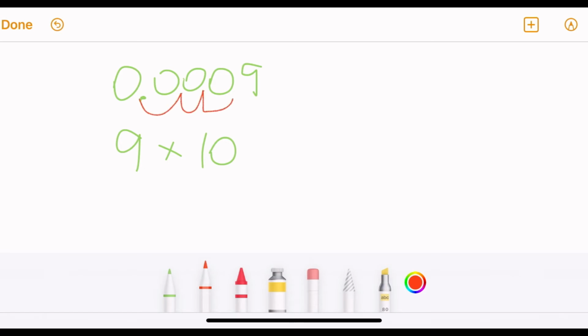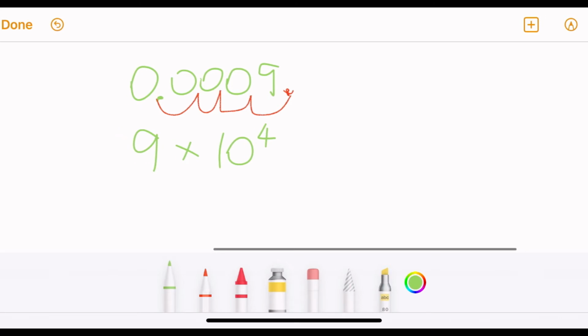1, 2, 3, 4. Notice that we've moved 4 steps to the right in order to get 9, because 9.0 is 9, and our new decimal point will be here. Therefore, we've moved 1, 2, 3, 4 steps, so we're going to multiply it by 10 to the power of 4. But if we were to go from 0.0009 to 9 times 10 to the power of 4, we are actually moving to the right. But if we're moving from 9 to 0.0009, we're doing the opposite. Therefore, the opposite will be a negative number. 9 times 10 to the power of negative 4. And that's our final answer.